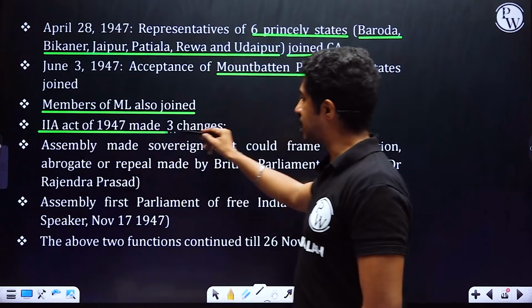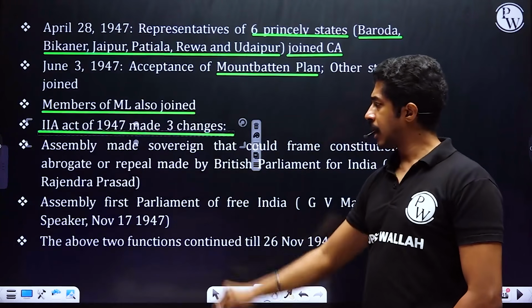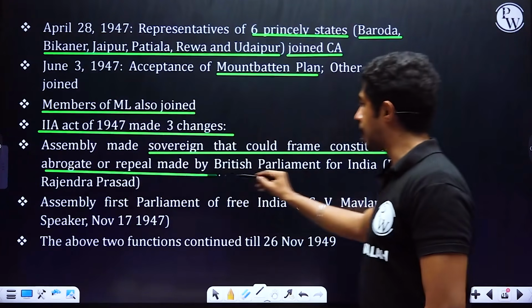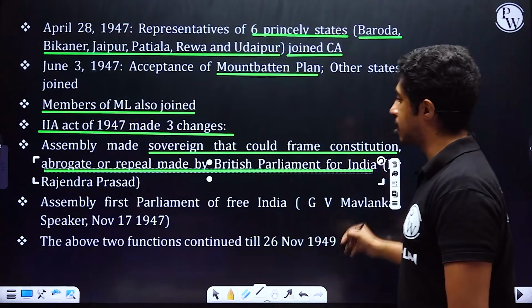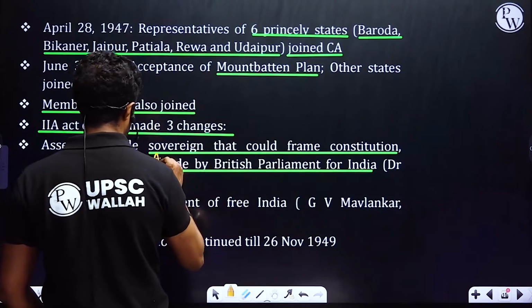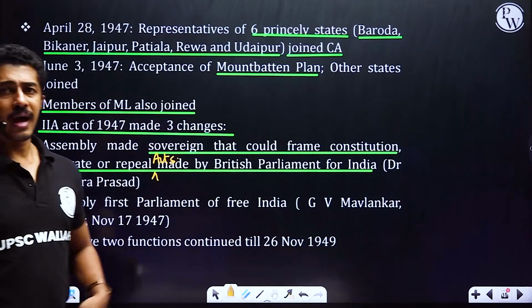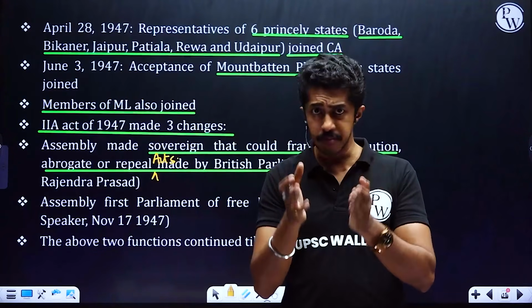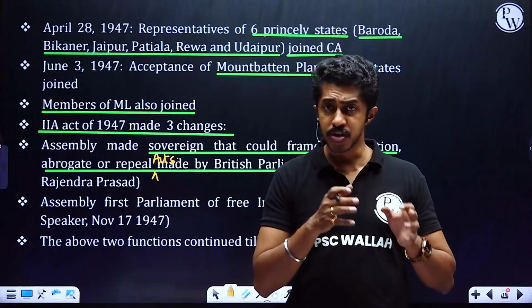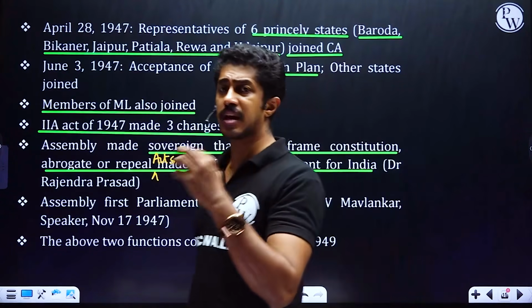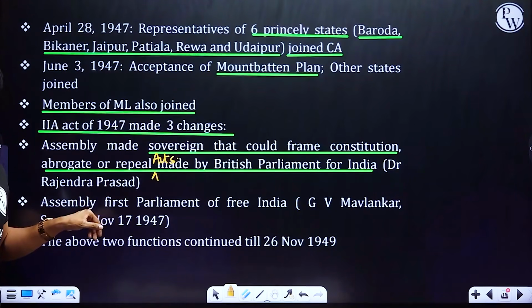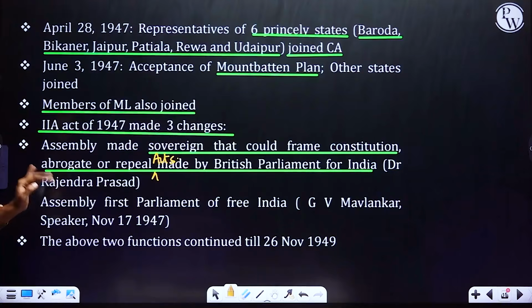Indian Independence Act of 1947 made 3 changes. Assembly made sovereign that could frame constitution, abrogate or repeal acts made by the British Parliament for India. Means what? Assembly was made a completely independent body that was supposed to frame the constitution. That is, assembly means Constituent Assembly that could frame the constitution of India, and they could make any changes to any British law that was prevalent at that point of time in the country. Dr. Rajendra Prasad was the chairman.